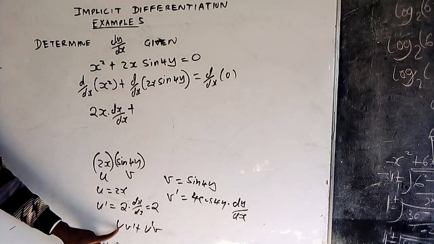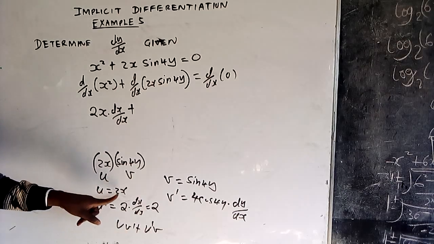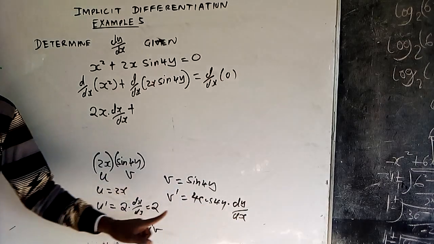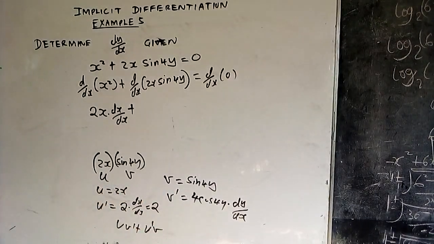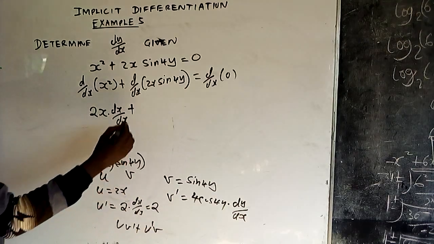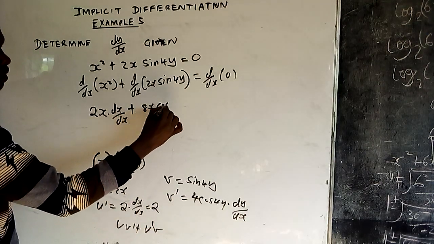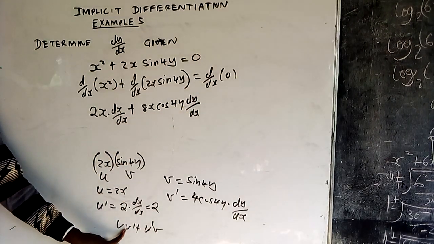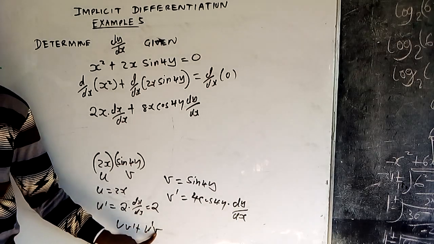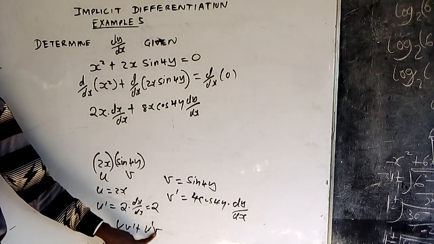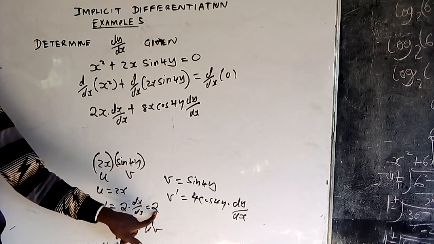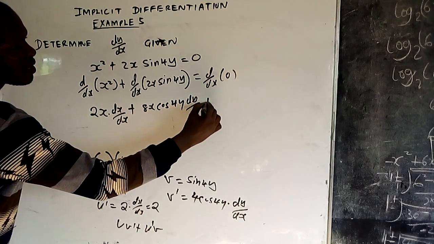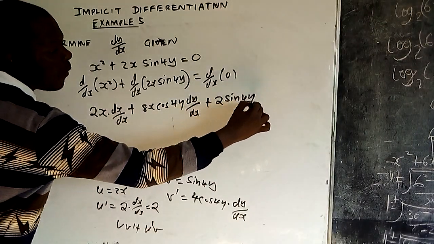You go back to your problem. U v prime. U is 2x. V prime is 4 cos 4y dy over dx. So if you multiply u and v prime, 2x times 4, you get 8x cos 4y dy over dx. You are done with this part. Then this part, u prime v. U prime is 2, then v is sine 4y, so you get plus 2 sin 4y, to be equal to.